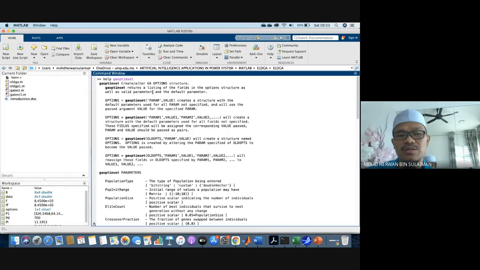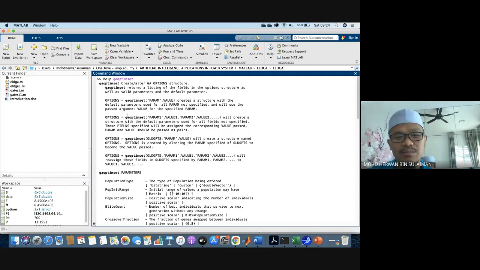GA optim set returns a listing of the fields in the options structure as well as the valid parameters and the default parameter. So this is how they give the example of how you want to program this. Look here: options equals GA optim set, param, value. Param value creates a structure with the default parameters used for all params not specified, and will use the passed argument value for the specified param. So basically, if you don't set, it will use the default value.